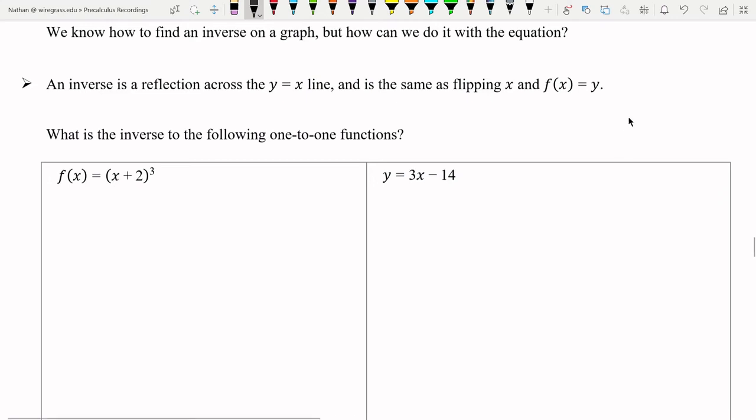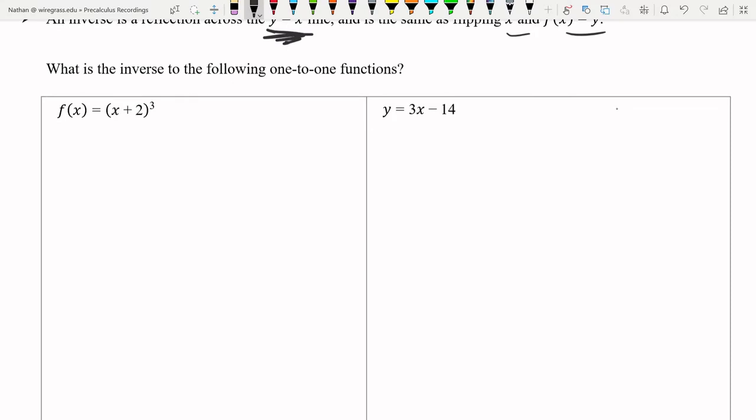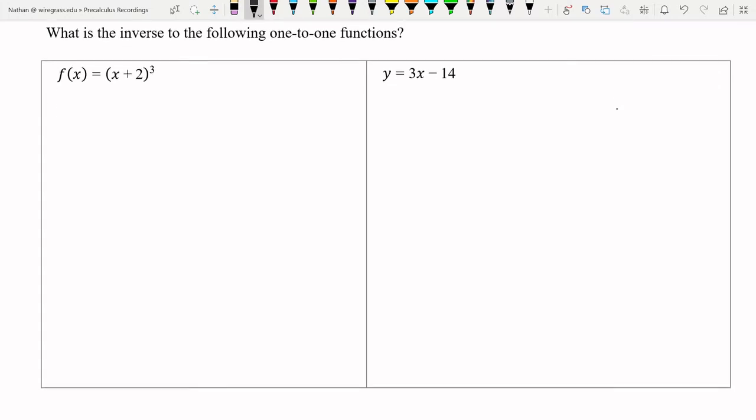So far, we've learned how to find inverses on a graph, but now how do we do it with an equation? So the inverse is a reflection across the y equals x line. And this is the exact same thing as flipping x and y. That's effectively what you're doing there. So if a function is 1-to-1, then all you have to do is flip x and y, and then you can solve for y, and that will give you the inverse function. If it's not 1-to-1, then you can't do this.